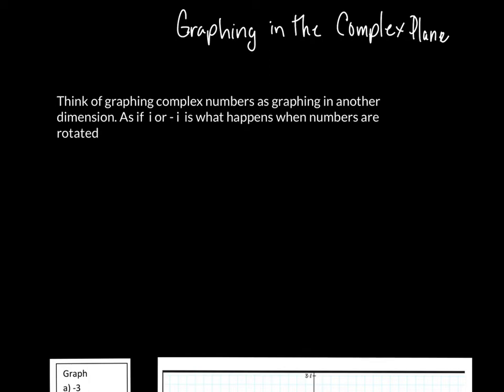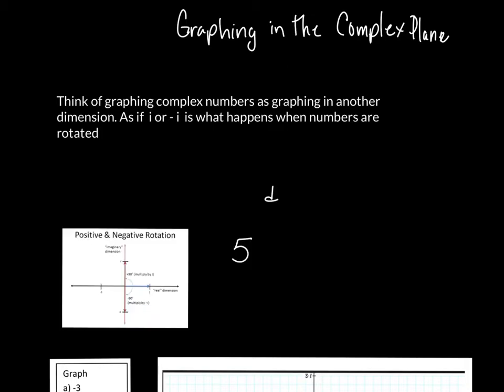Think of graphing complex numbers as graphing in another dimension, as if i or negative i is what happens when numbers are rotated. So if I start with the number 5, that's right there on the number line. Now if I multiply that times i, I will get 5i. That's 90 degrees rotated up, and it's right there in the top of the imaginary dimension.